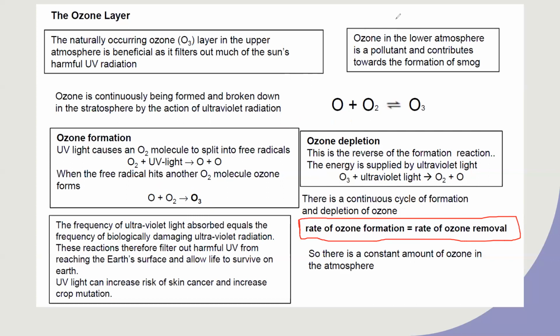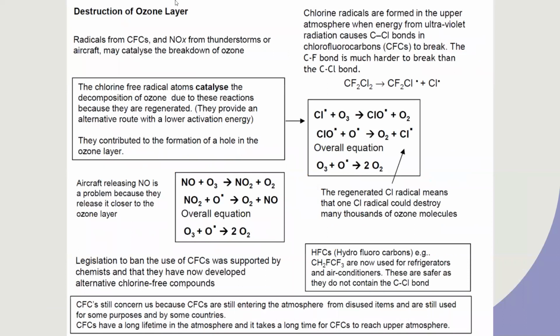But due to human activities, we are using certain compounds which are ozone depleters, and they increase the rate of depletion of ozone rather than formation. That's why the thickness of the ozone layer will eventually decrease. As you can see, there are different compounds such as chlorofluorocarbons, CFCs.